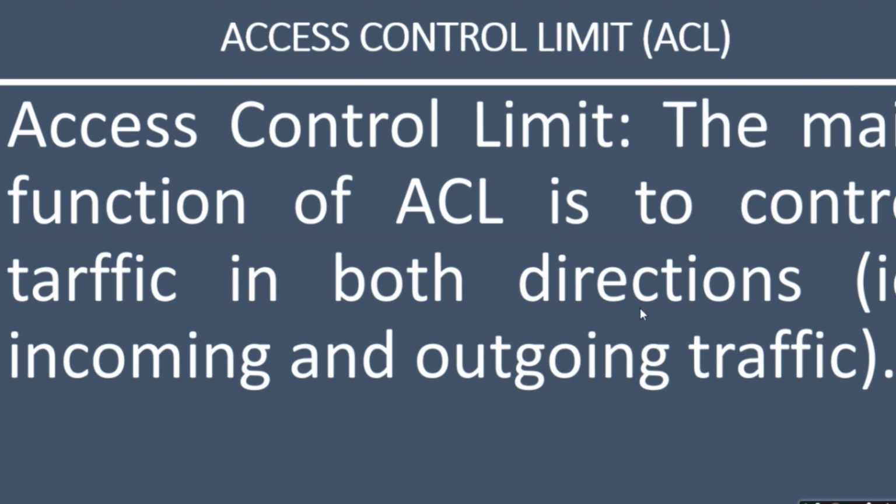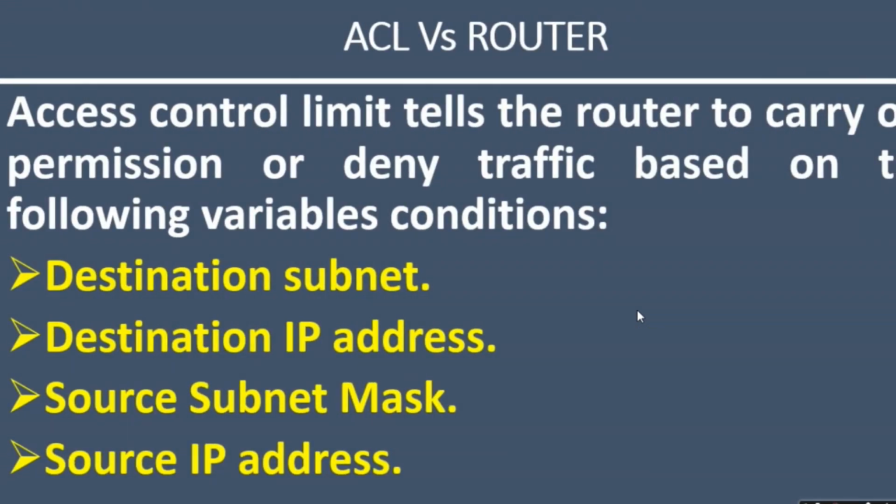Now that we understood what access control limit is, let's talk about access control limit versus router. How do these two work together? What are the similar features? What relationship do they have with each other? Now let's talk about access control limit. It tells the router to permit or deny traffic based on the following variable conditions. You see, it just told me that the two work pari passu, access control limit and router.